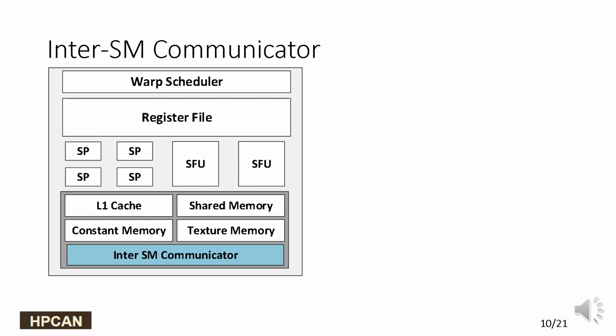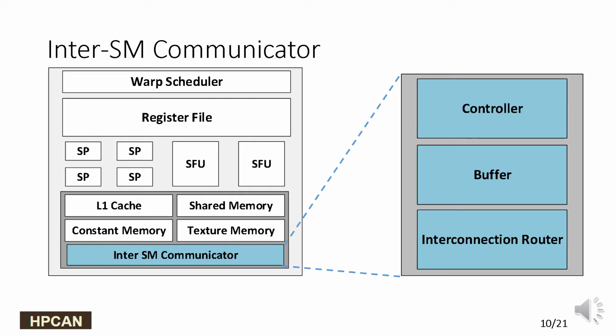To share underutilized resources in NURA, SMs are connected via a bidirectional ring topology. The inter-SM network should manage remote accesses to on-chip SM resources. To handle the communication process, we put a low-cost hardware unit in each SM called the inter-SM communicator. This figure shows the inter-SM communicator unit in each SM. As the figure depicts, the inter-SM communicator includes three main components: controller, buffer, and router.